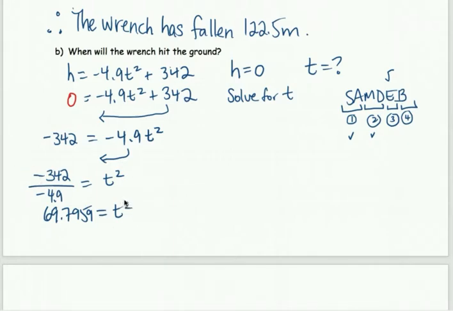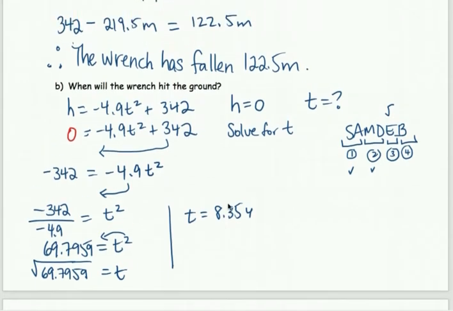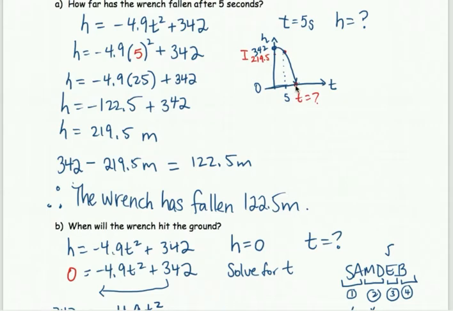Now we have to boot this exponent 2 over. What's the opposite of the exponent 2? You square root the other side. So if we square root that, we'll get t equals 8.3543, etc. We are trying to figure out what time will pass when the wrench eventually hits the ground.